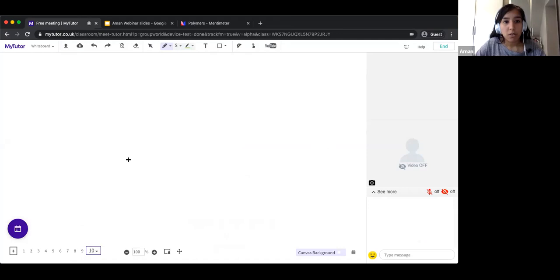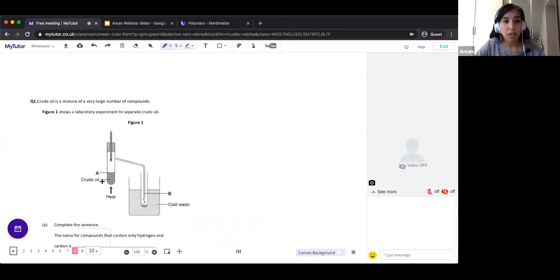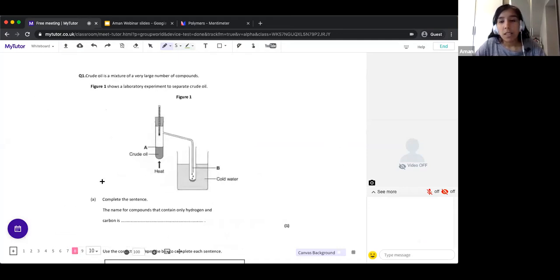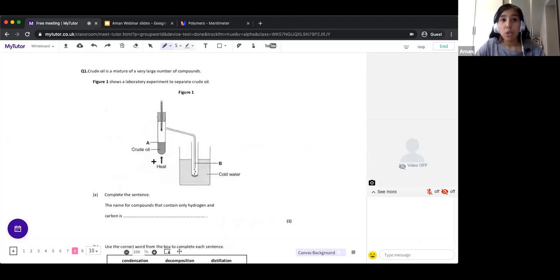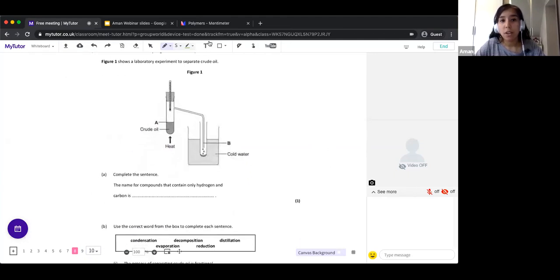All right. So again, this is a bit of a repeat of what we covered last week, but it's to do with polymers. So these are exam questions. These are a mix of AQA and Edexcel exam questions. So crude oil is a mixture of a very large number of compounds. The name for compounds that contain only hydrogen and carbon is what? What's the answer to that question? Good. Yep, I've had one correct answer. Anyone else know? What's the name for compounds that contain only hydrogen and carbon?